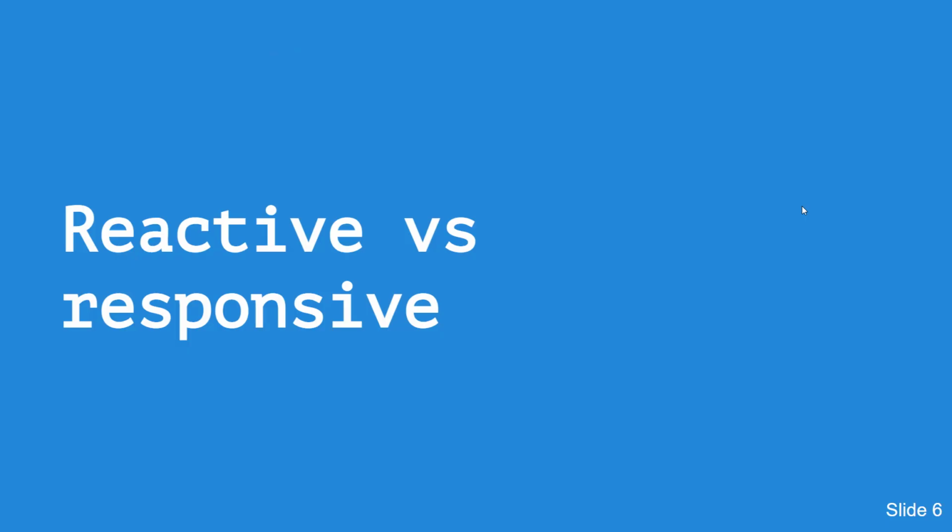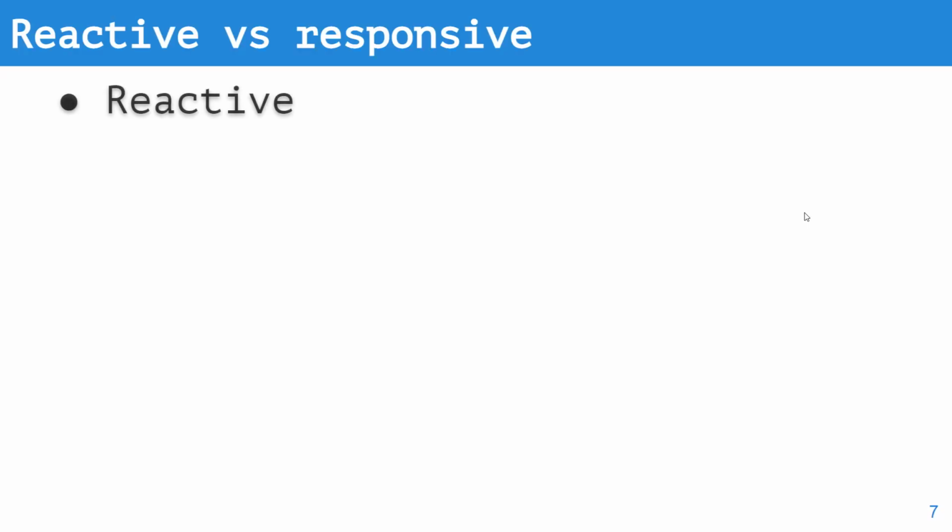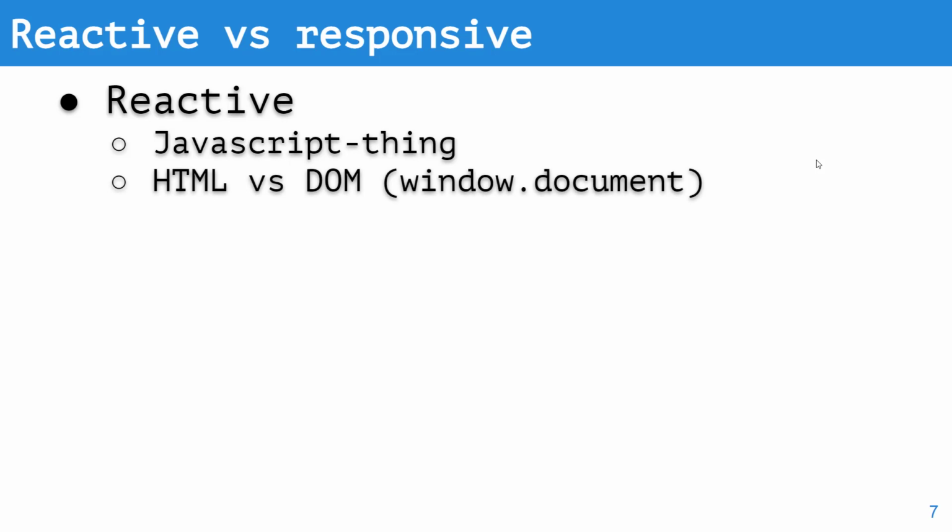So we're going to try to distinguish between reactive and responsive. Reactive is a JavaScript thing. If I had to put some boundaries down, and these boundaries are going to be fuzzy, but reactive is really about some JavaScript running. You have the HTML that you defined in the file, and then it gets loaded into the browser. And we call that the DOM, document object model.